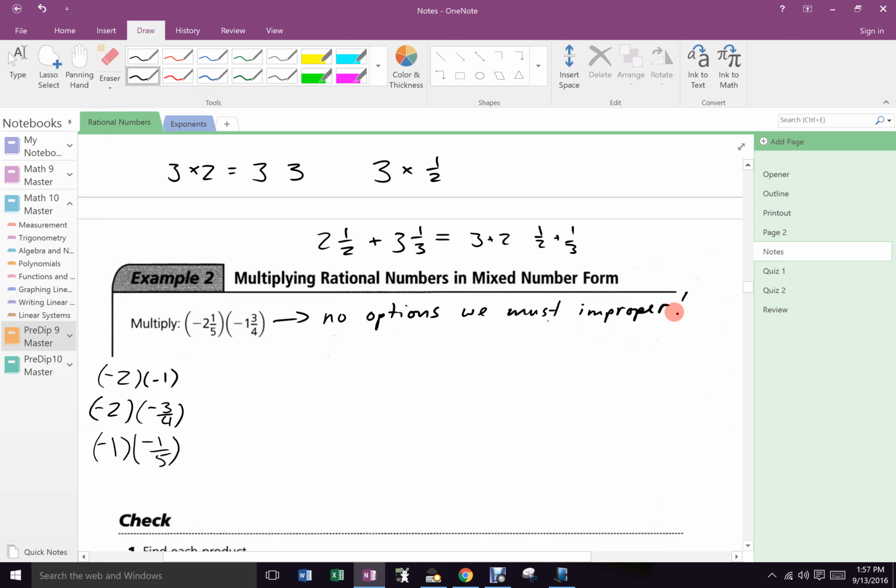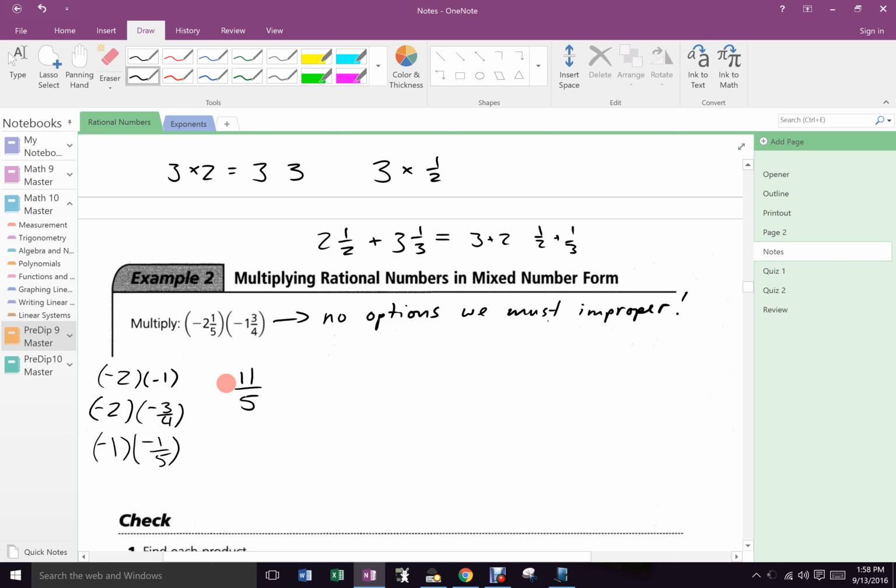Okay? Now, there's a problem here that a lot of people make the mistake. A lot of people, not you guys because you're pre-dip kids, but a lot of you do 5 times -2 plus 1 is -10 plus 1, it's -9. -9/5. Is that right? No. It's 5 times 2 plus 1, so it's 11/5.